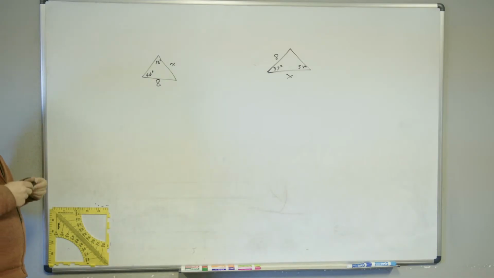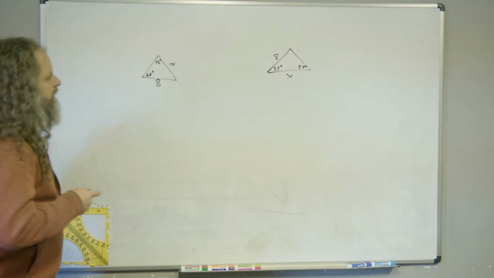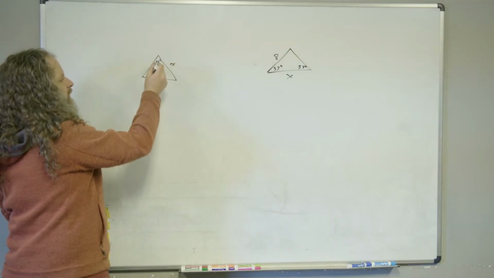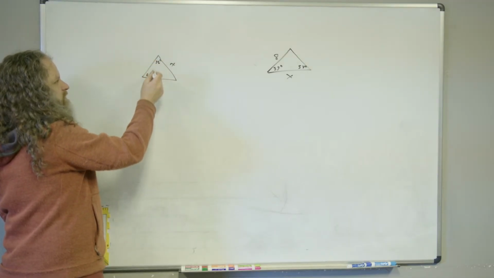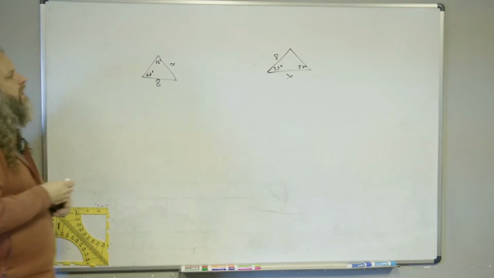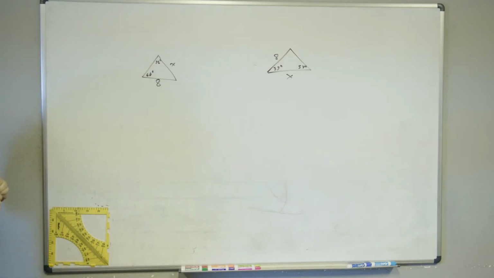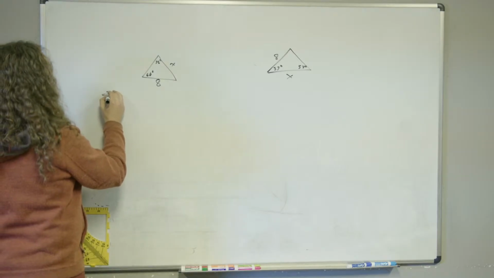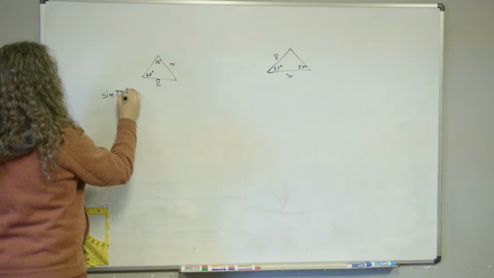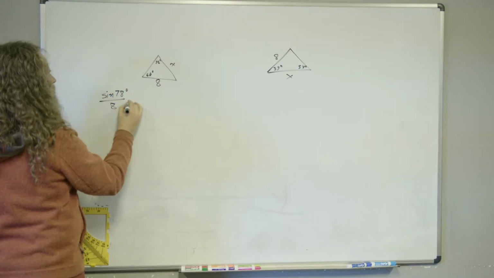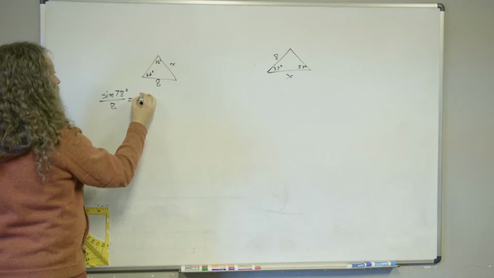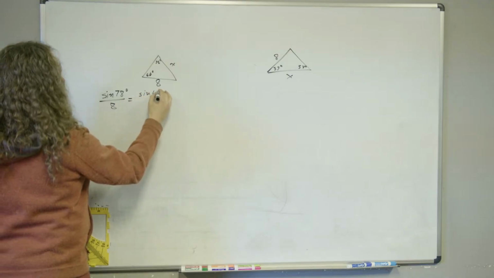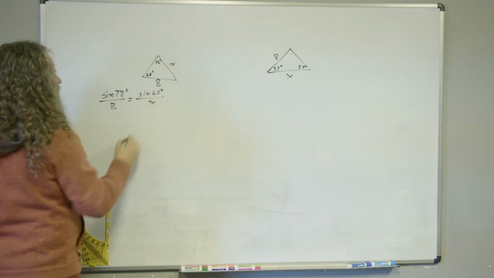So we need to ask ourselves, do I need to use law of cosines or can I use law of sines? Well, in this triangle, we've got a pair. We've got this angle and this side across from it. And if we have that, we can use law of sines. So it's easy peasy. Sines on the top, sides on the bottom, right? So the sine of 78 degrees over 8 equals the sine of 60 degrees over x.